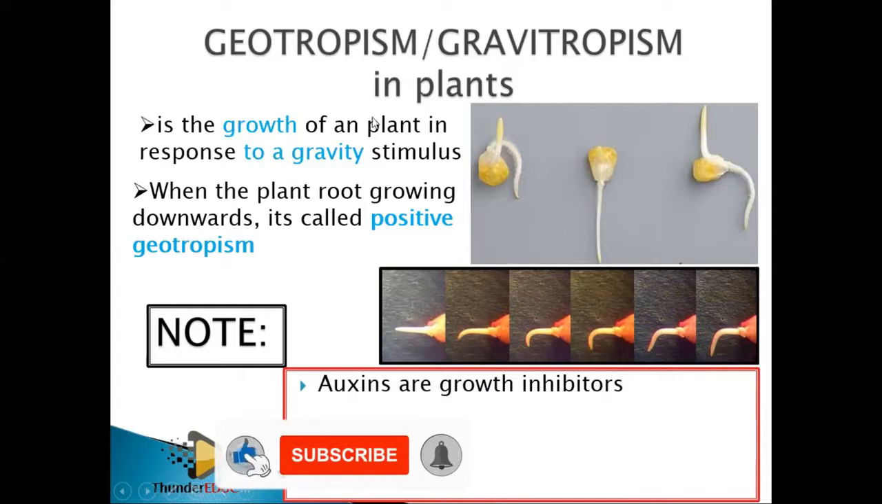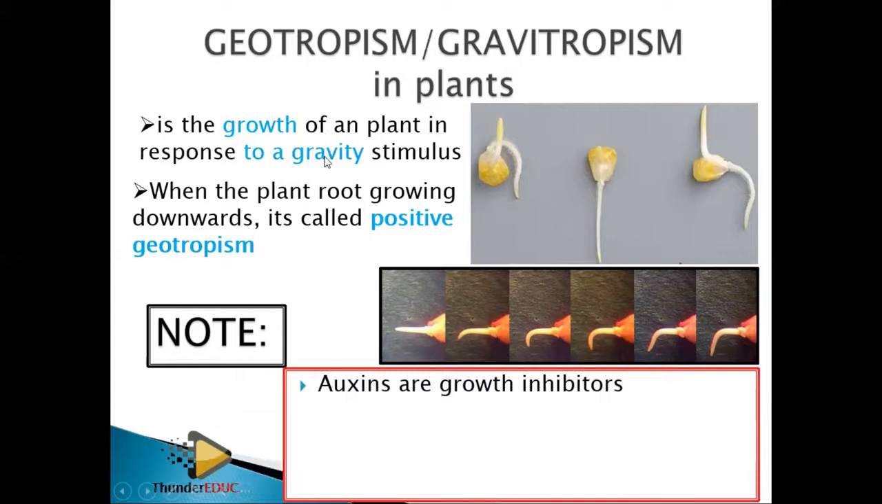In the case of geotropism, it works in the opposite way that phototropism works. We saw that in phototropism, auxins promote growth. It increases growth. While in geotropism, in the roots, auxins inhibit growth. You need to know that. You need to have a keen eye on that.